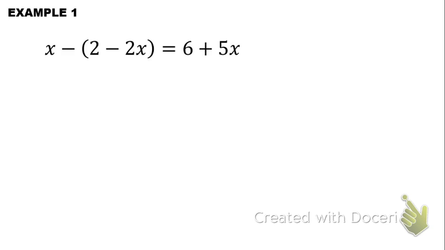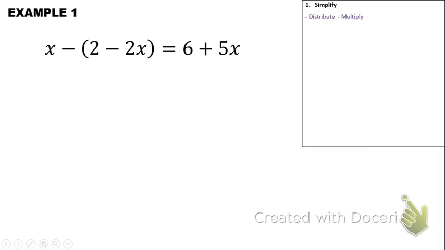Alright, so let's go with example number 1. Let's go ahead and work this out. We got our steps over here. First off, we need to simplify, and one of the things we need to do is something called distribute. So right here, we need to distribute, and you're like, I do not see a number. There's actually a number there. It's a number 1. So we're going to distribute this negative 1 times this 2.